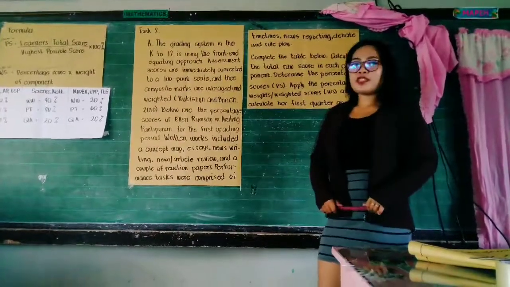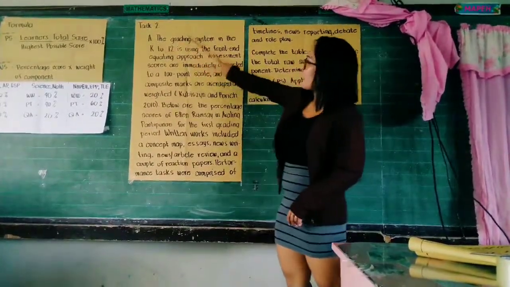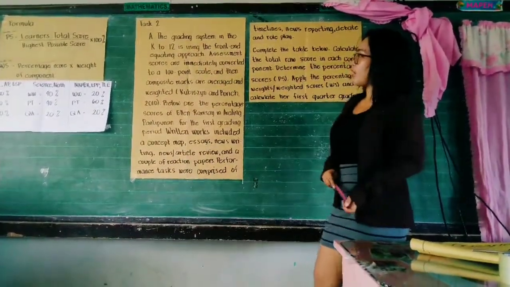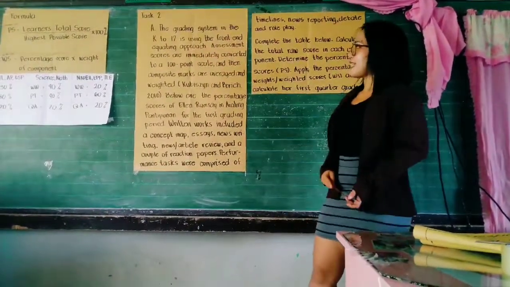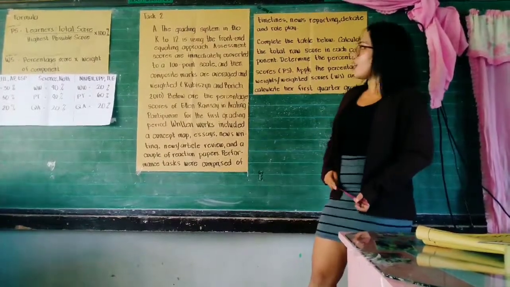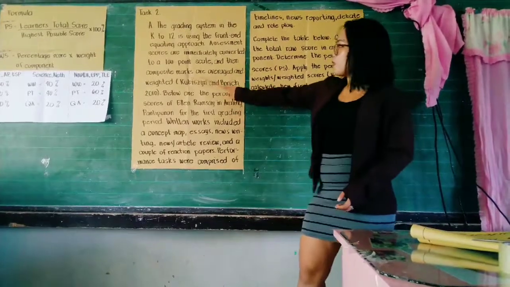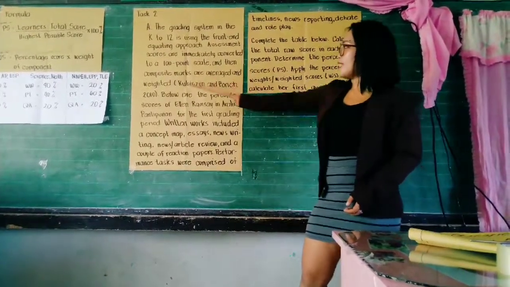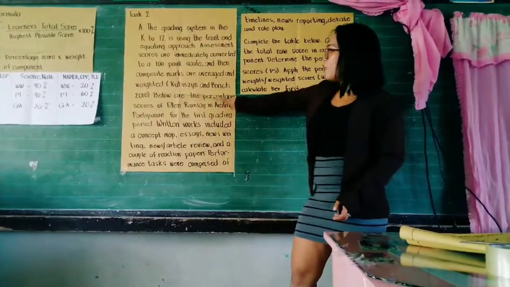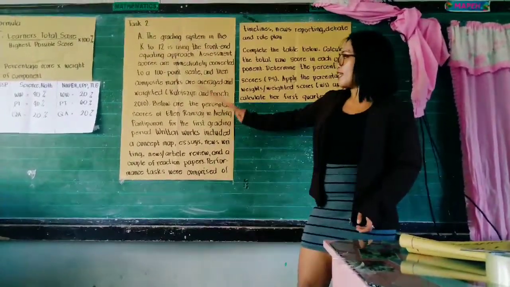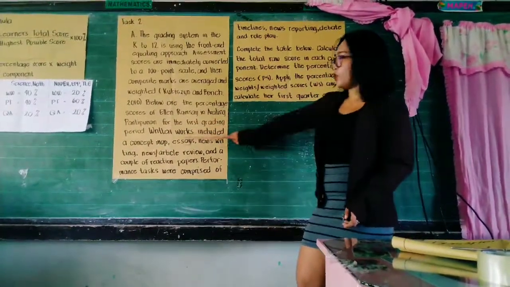Now, we will proceed to task 2. For letter A, the grading system in K-12 is using the front-end equating approach. Assessment scores are immediately converted to a 100-point scale. And then, composite marks are averaged and weighted, Kubiszyn and Borich 2010. Below are the percentage scores of Ellen Ramsey in Araling Panlipunan for the first grading period.